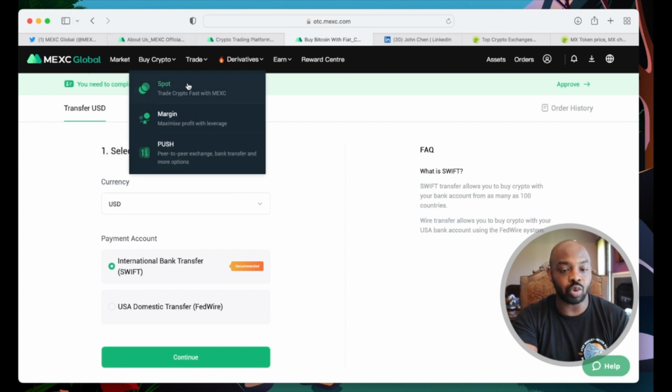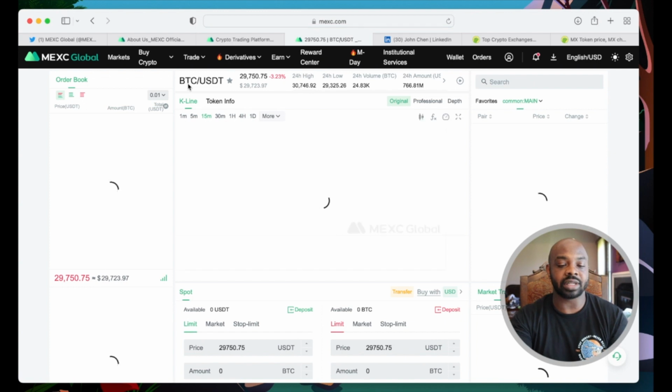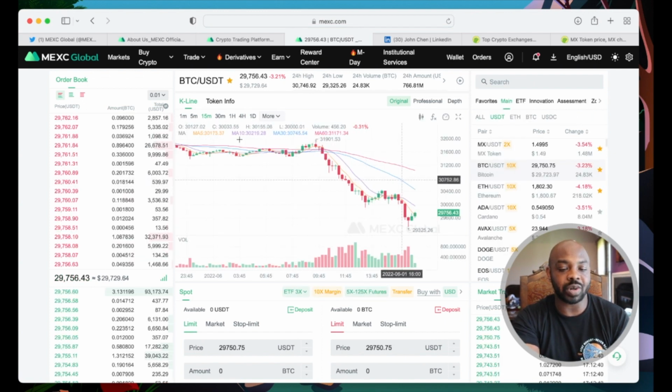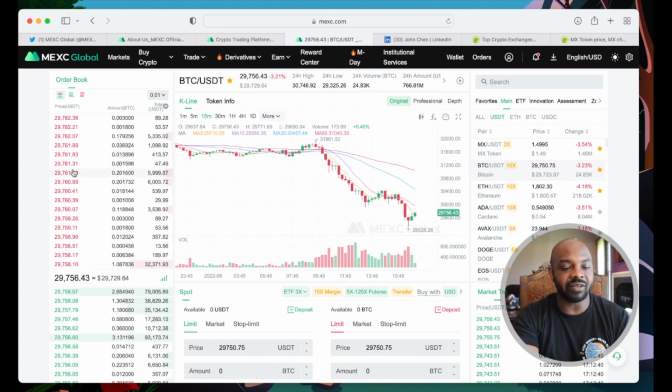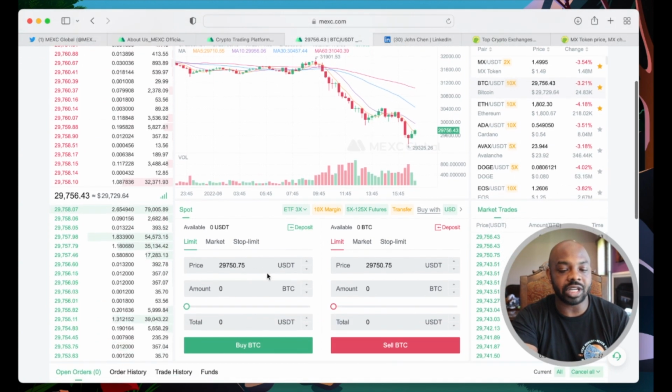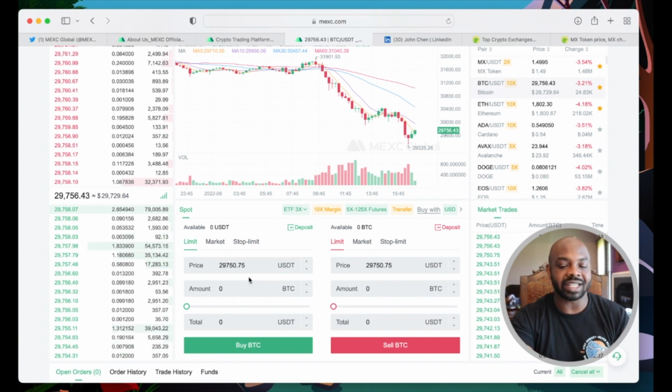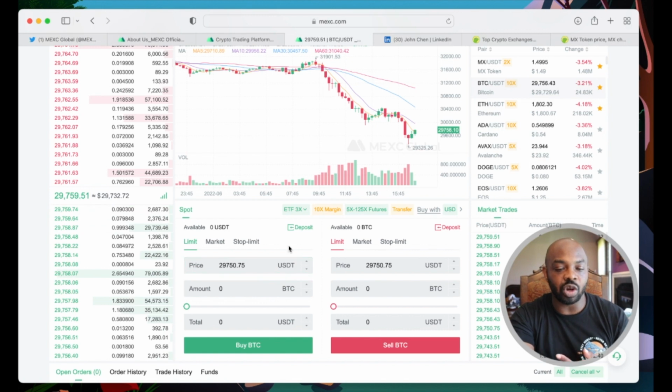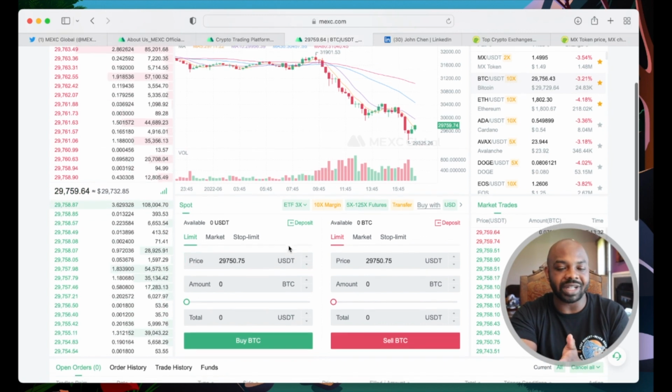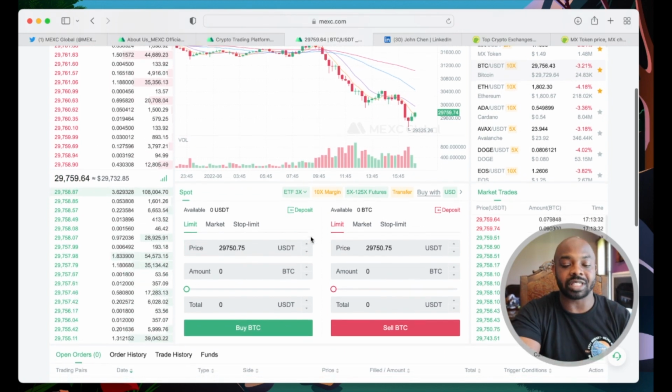When you go to trading, you see they have spot trading. For those that don't understand what spot trading is, spot trading is basically being able to trade on the spot at the current price. If I see one of these prices right here, I can trade at that price, instead of most exchanges where you notice the price never really stays the same versus what you wanted to buy it at.